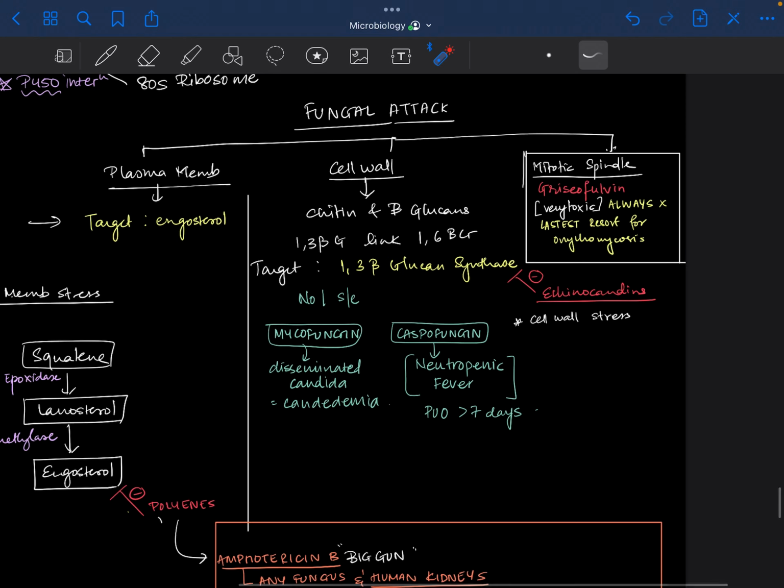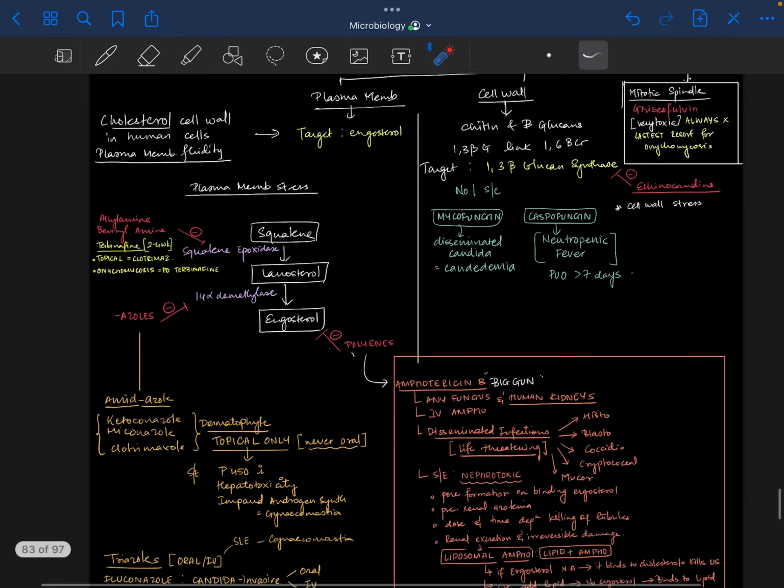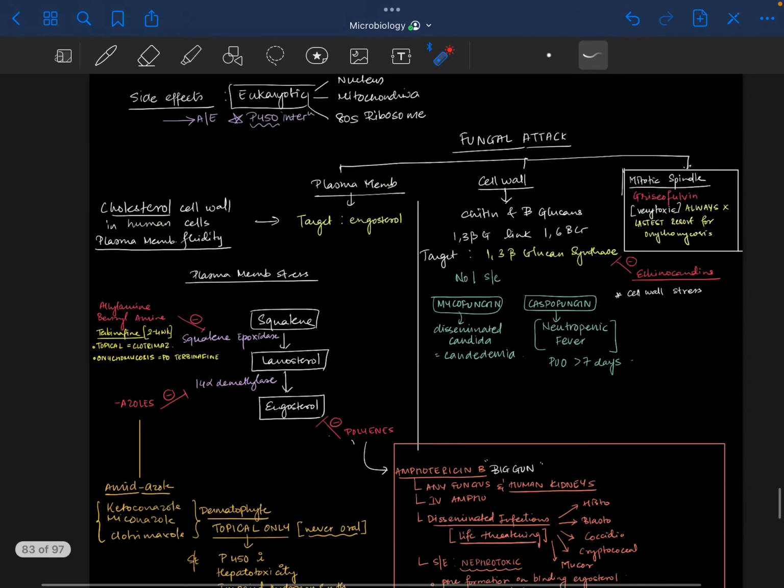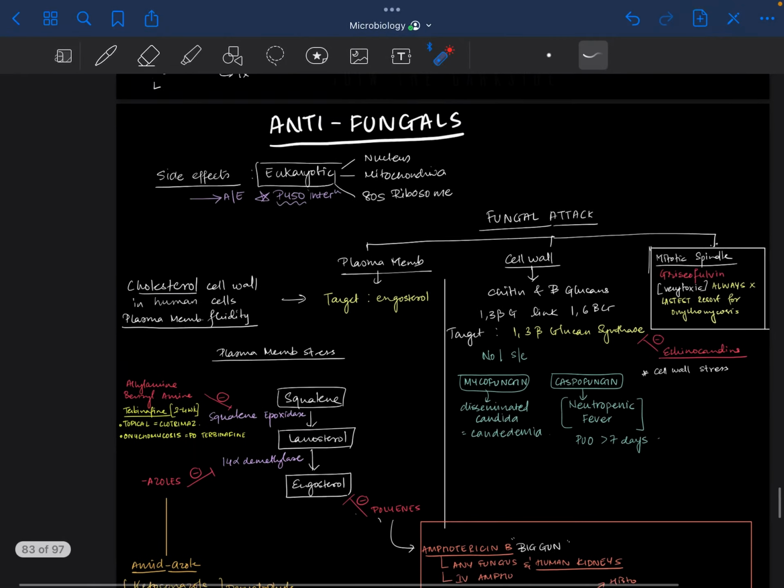The last thing was mitotic spindle, griseofulvin, always a wrong answer. Cell wall, which is made up of chitin and beta glucans. 1,3 beta glucan is linked to 1,6 beta glucan by this enzyme called 1,3 beta glucan synthase. It hardly has any side effects. The echinocandins, which will cause cell wall stress, micafungin, candidemia, caspofungin, neutropenic fever, and we discussed everything. This is all that you need to know about antifungals to start with.